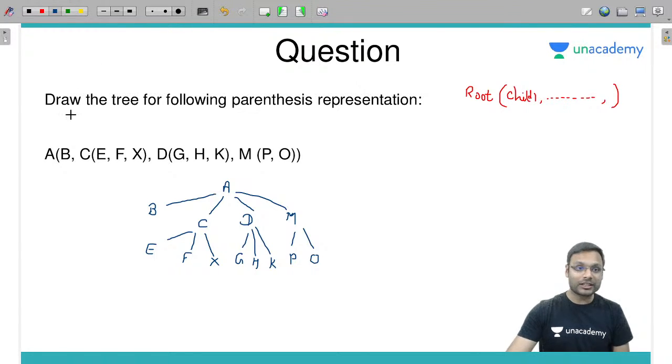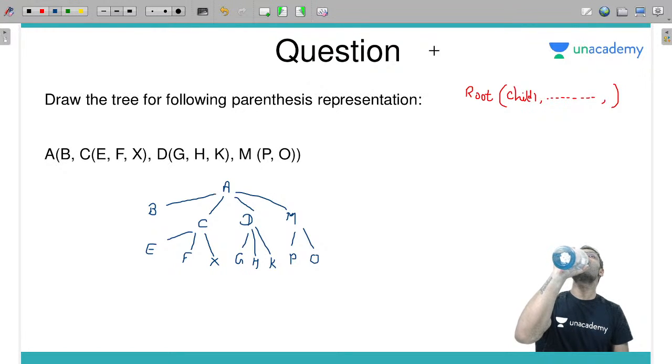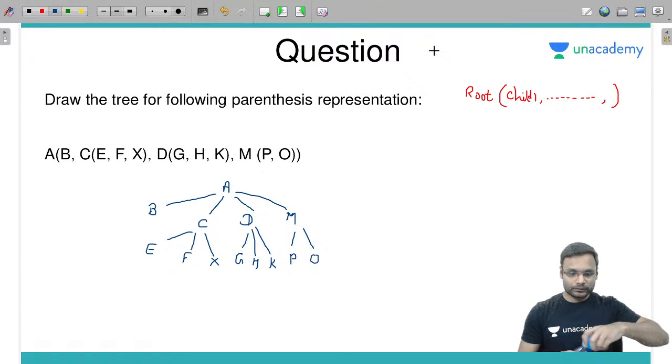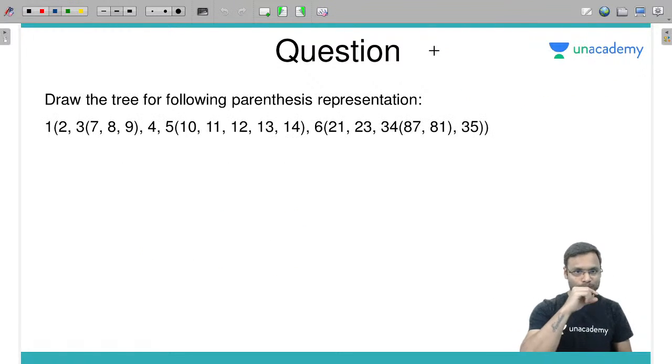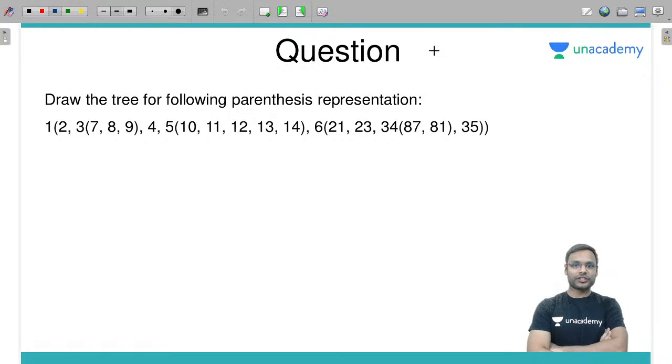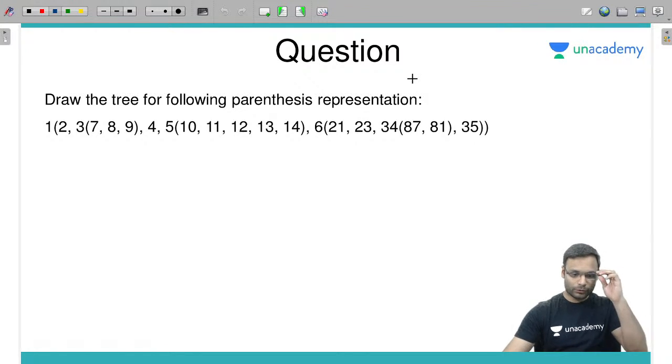Of course, you cannot share the answer with me, but you can tell me whether you are also getting the same tree or not. You can verify if you got the same answers or not. Let's move ahead. Another parenthesis representation is given. We need to give the tree for that. Great, Bhuvanesh, nice.